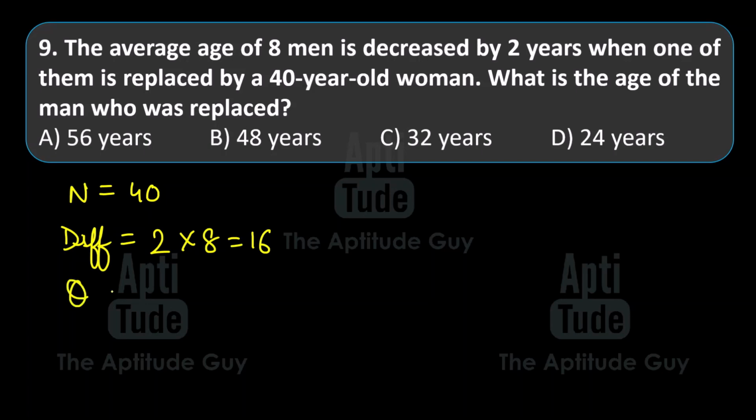So we have to find the old person. Old person is either 40 plus 16 or 40 minus 16. And you will see both are there in the options. 40 plus 16 is 56. 40 minus 16 is 24.